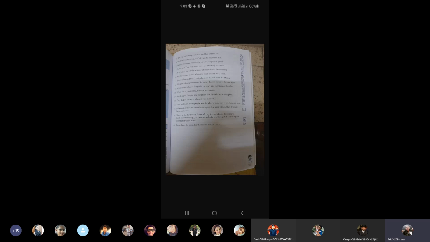Number 15, she dropped the pan and the plate, but she held on to the spoon. It's a complex sentence. They dug at the spot where it was marked X. It's a complex sentence. After midnight, some people say the ghosts come out of the haunted attic. It's a simple sentence. Number 18.